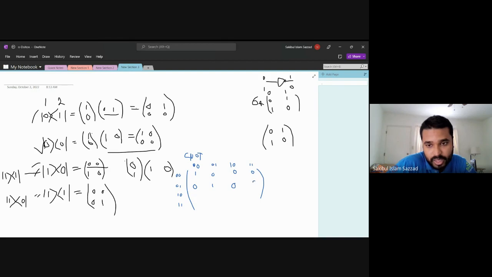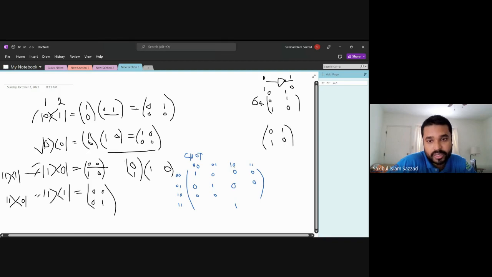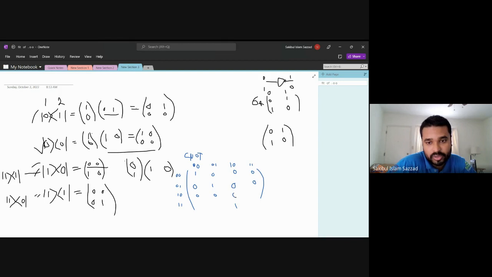For the same thing, I will do the same. Now if the input is 00, there is no way to get 10 output. So I will write 0. For the 01 input, I will write 0. If the input is 10, I will get output 11. So I will write 1 in here, because I'm not getting 10 for input 10. That's why it will be 0.